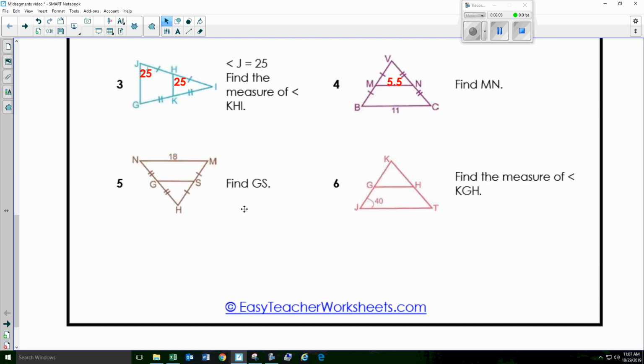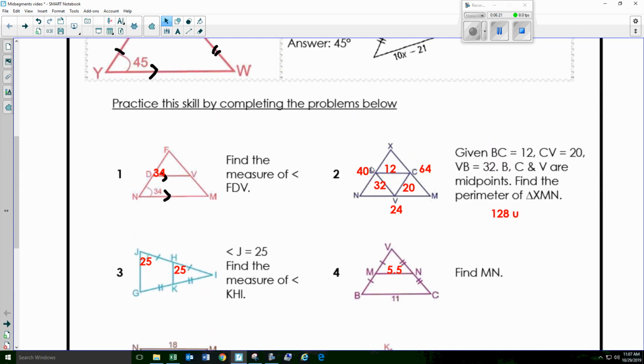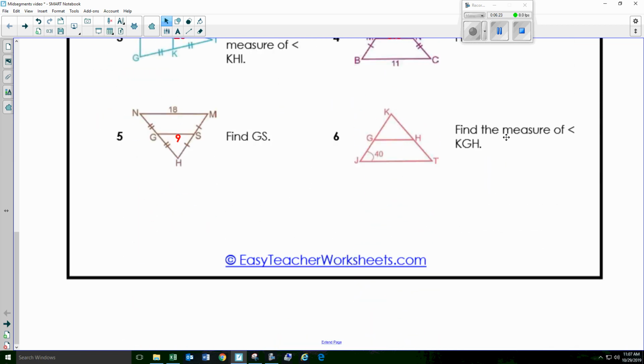Okay. Find GS. Again, it's the same thing. This is the midsegment. We can tell from here and here. So half of 18 is 9. Real easy. See how easy it is when you're just dealing with numbers. It's a little more work when you come back up here with the variable. Okay, last one. Find the measure of KGH. Again, corresponding angles, because the midsegment is always parallel to the base, and therefore we have parallel lines cut by a transversal. Corresponding angles are congruent.